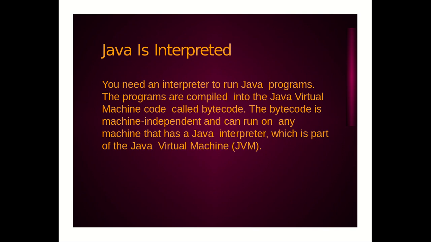Java is an interpreted language. Java uses a two-step compilation and interpretation process. In the compilation process, the Java source code is converted to Java bytecode. Another step is interpretation: after compilation, we interpret the code using the Java runtime, the Java virtual machine. The program is compiled into Java virtual machine code, called bytecode. The bytecode is machine independent and runs on any machine that has the Java interpreter, which is a part of the Java virtual machine.